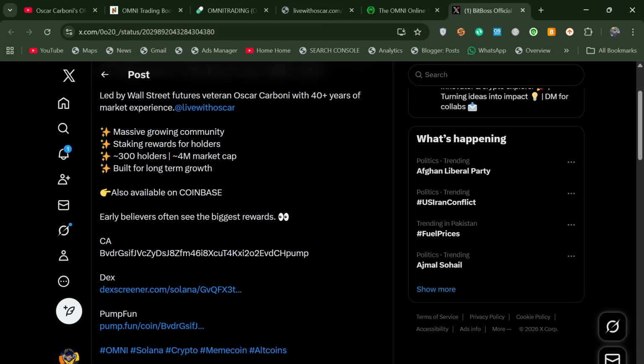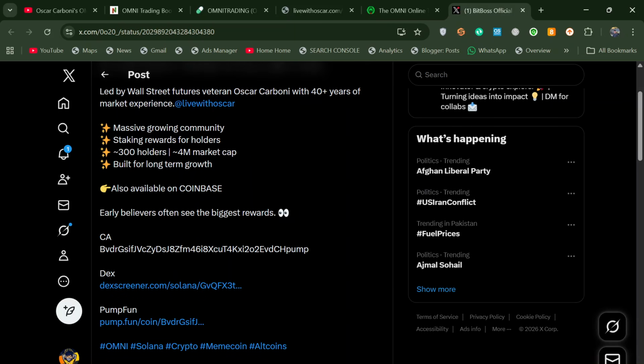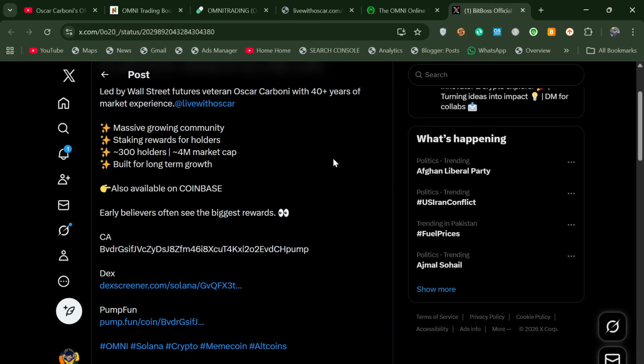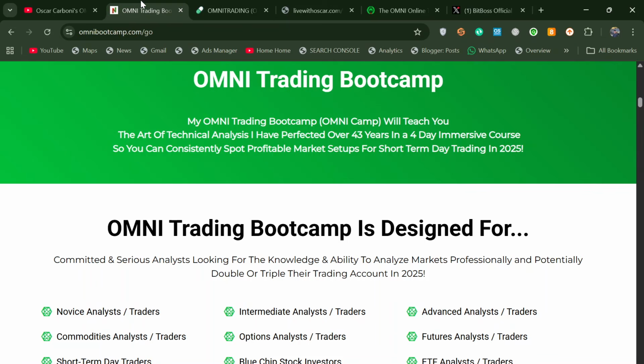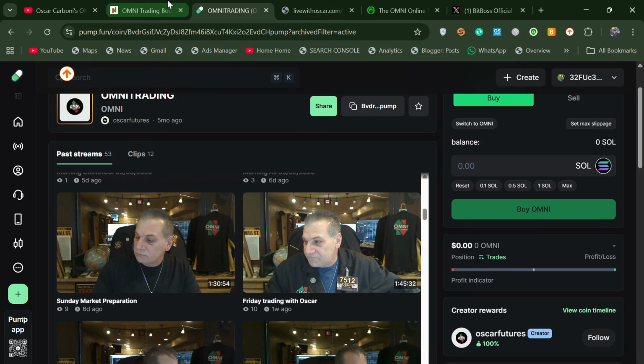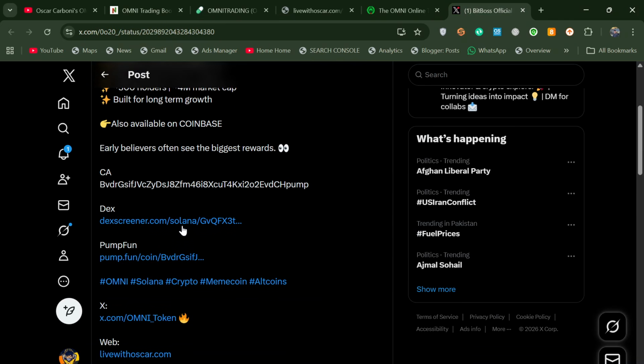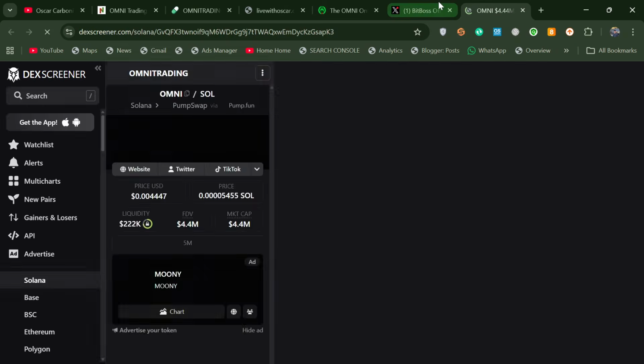This token is now available on Coinbase. That is very amazing news, and with this news the market volume will increase massively, because now it is trading on two main sites: one is pump.fun and the second is Coinbase. That is very good news. At the bottom you can see the DEX option. I click on this DEX option and now I show you this DEX.